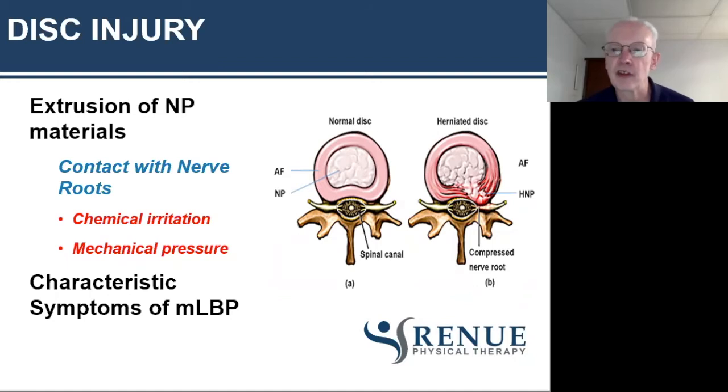The nerve root coming off the spinal cord, going down into the leg. You get a chemical irritation, which causes one type of pain. You get a mechanical irritation, which causes another type of pain.